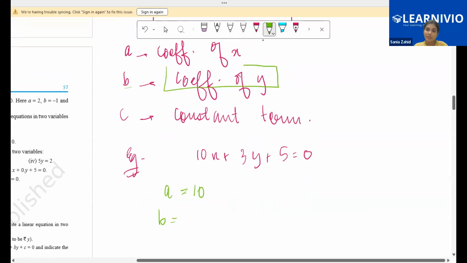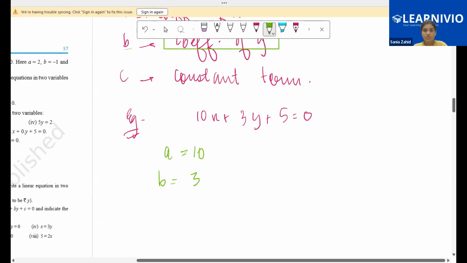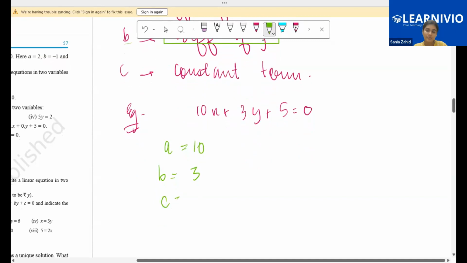What is the meaning of b? Coefficient of y. Coefficient means the number that is attached to y. So you will not say the letter, you will just say the number that is attached to it. So b is just 3, it is not 3y. Now what is c? 5. Right, children? So a, b, and c we can find like this.